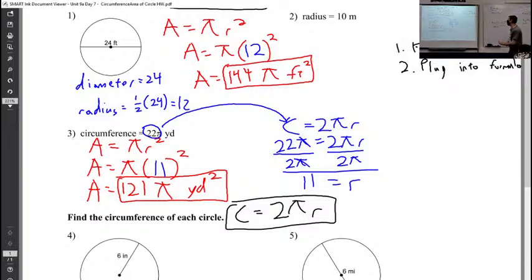Questions on any of this before we go on? This is one of the more complicated types of problems I can give you. So I want to stop here and make sure that we're okay on it.